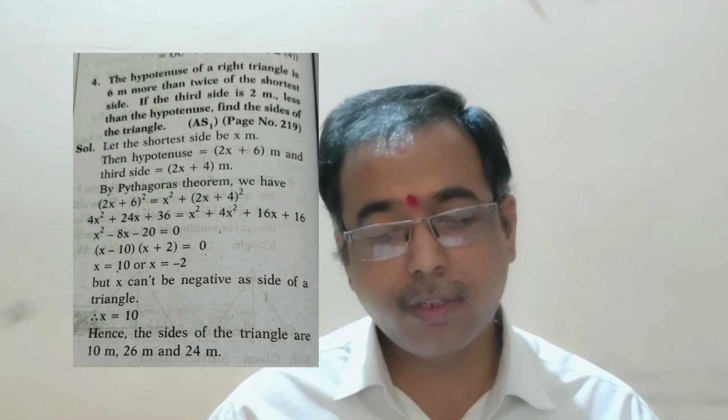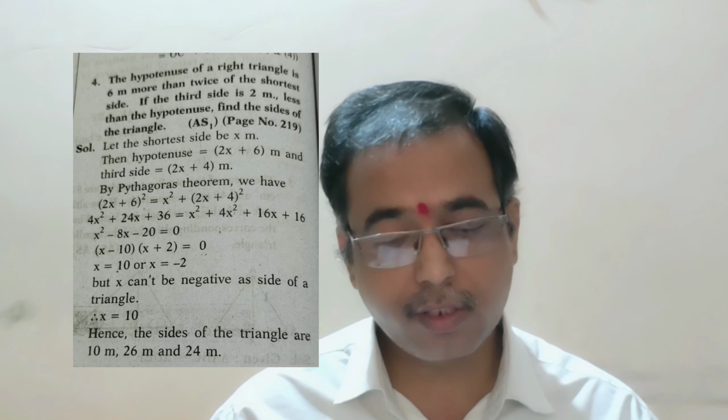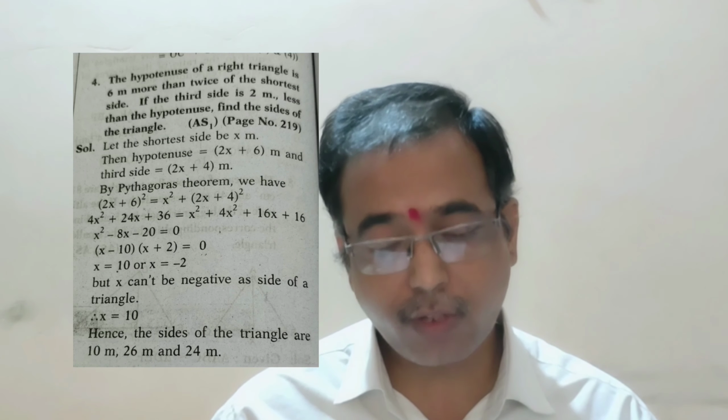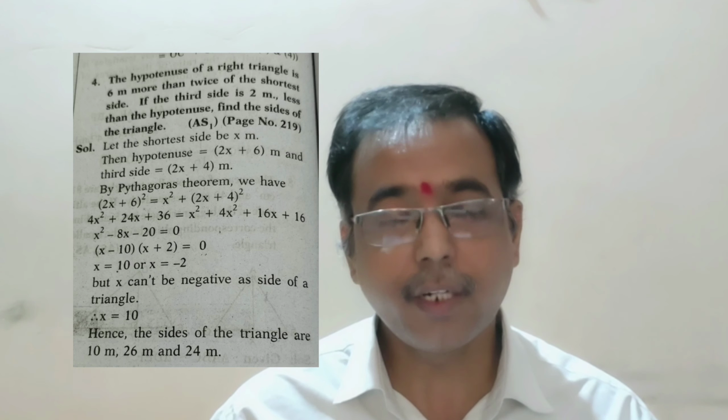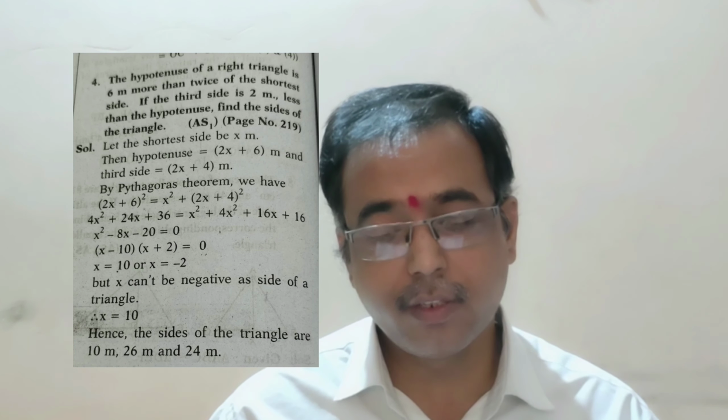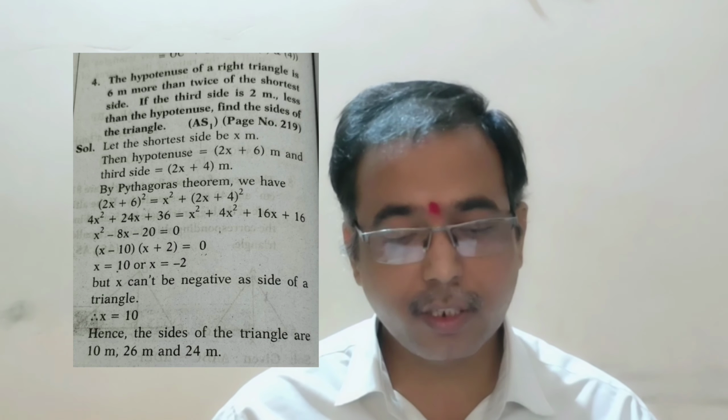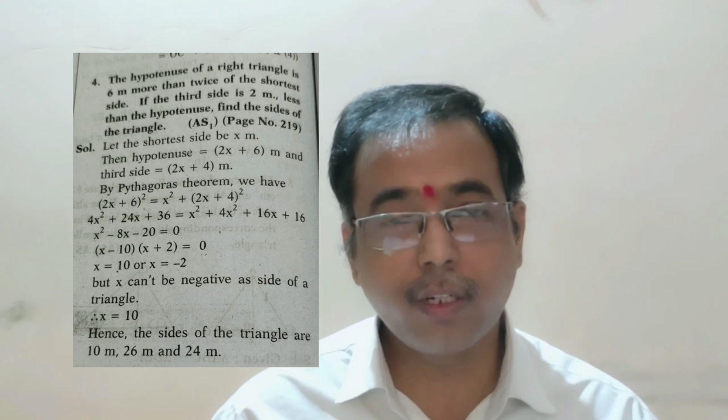So these are mainly constructions, and based on Pythagoras theorem, we have some more important sums. The hypotenuse of a right triangle is 6 centimeters more than twice the shortest side. If the third side is 2 centimeters less than the hypotenuse, find the sides of the triangle.